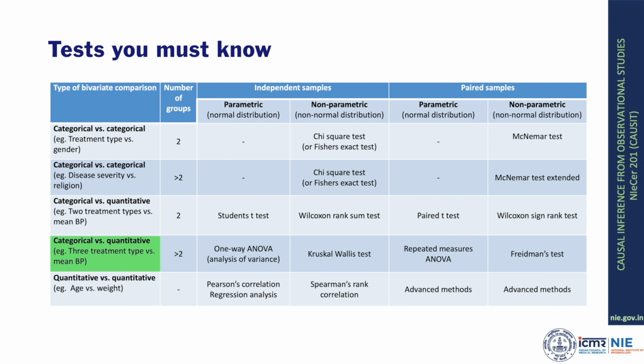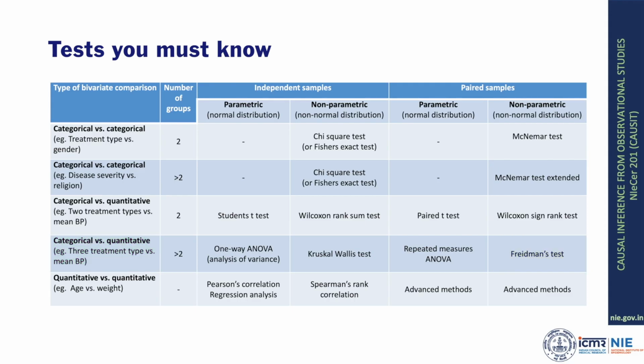The fourth situation is categorical versus quantitative, but now the categorical variable has more than 2 levels. So 3 treatment types, let's say treatment A, treatment B, treatment C, and mean BP. Here there are more than 2 levels in the categorical variable, so we change our strategy. If it is independent samples, you use one-way ANOVA if it is a normally distributed continuous variable. ANOVA stands for analysis of variance, and if you are looking at a not normally distributed continuous variable, you use the Kruskal-Wallis test.